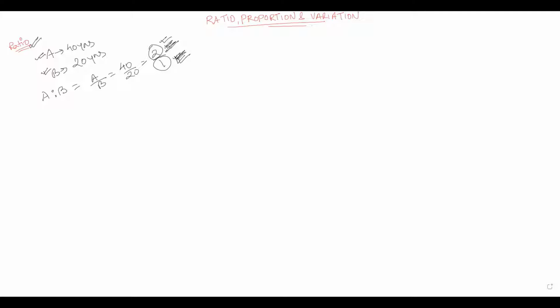Now, since we are getting these ratios after cancelling the common factors in 40 and 20, suppose the ratio of A's and B's age is given to be 2:1. So we can take the actual age of A to be 2K and the actual age of B to be K, where K is some common factor that has been removed from the ages of A and B, and K is greater than 0.